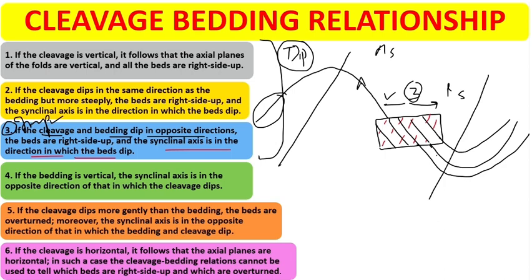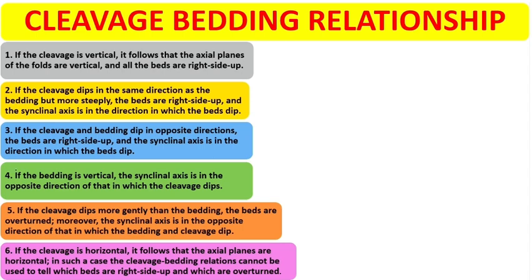Now, in the other three cases, what will we interpret from that? Let us go through the three cases. Now, in case 4, if bedding is vertical, suppose this is our outcrop and we get bedding like this. Okay, this is our bedding, and suppose the cleavage is dipping toward this.